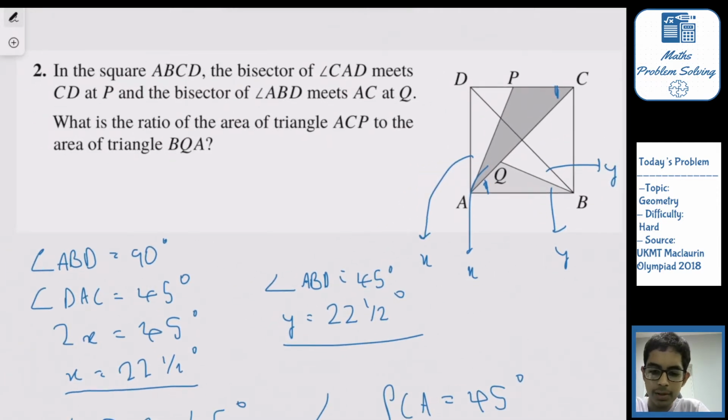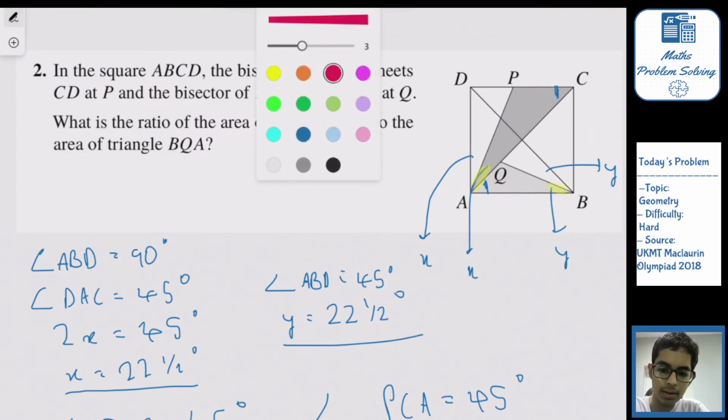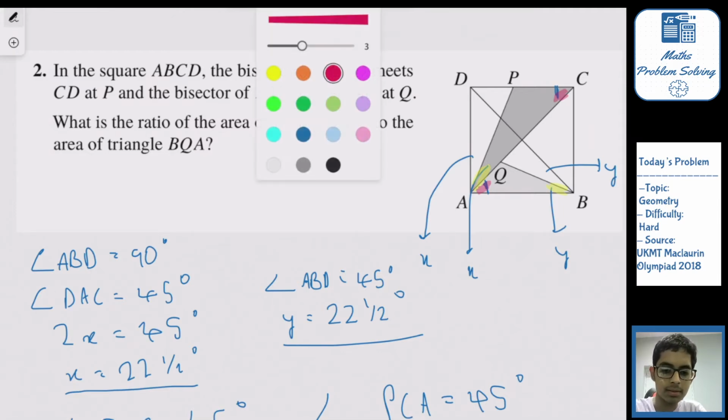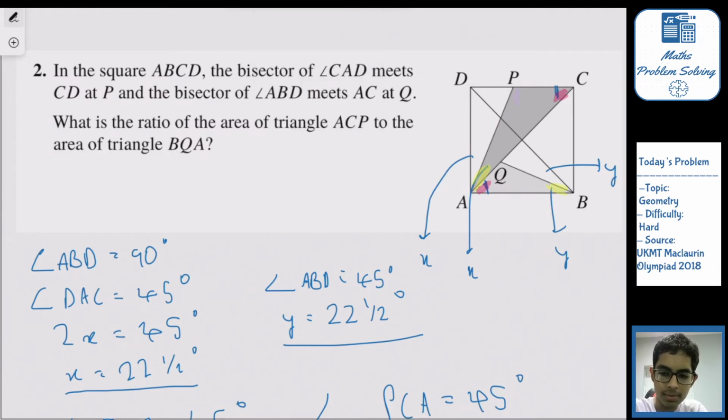So we know that this angle over here, which I just highlighted in yellow, equals this angle. And then we also know another angle similarity, which is this angle equals this angle. And now if two angles are the same in two triangles, the third angle has to be the same because angles in a triangle add up to 180 degrees. Therefore, this final angle must be equal to each other in both of the triangles which we have. So I've just highlighted it in pink over here.